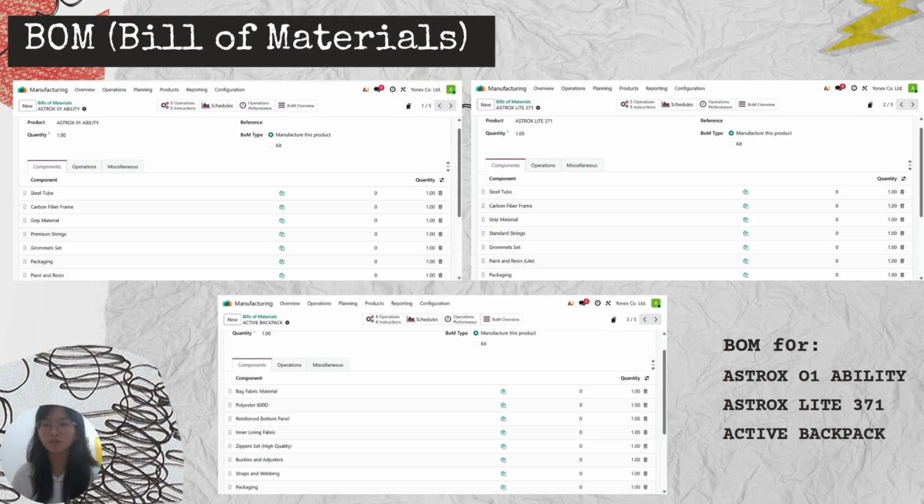BOM refers to the bill of materials. It is the root of all data. We create an accurate multi-layered BOM for these 5 products. For example, you can see the first screenshot. The first screenshot shows the product needs a steel tube, carbon fiber frame, frame grip, and other ultimate materials.